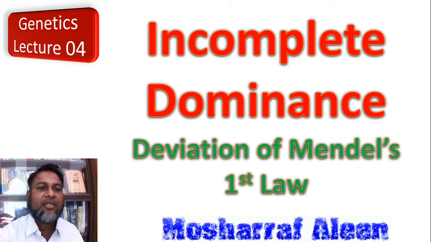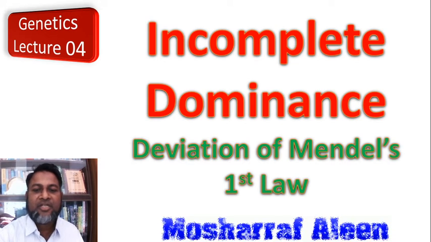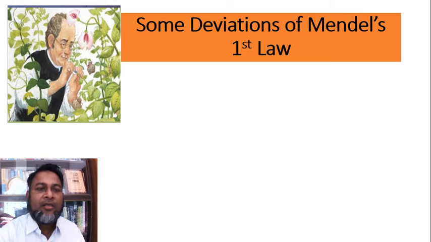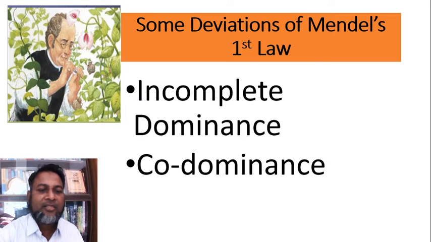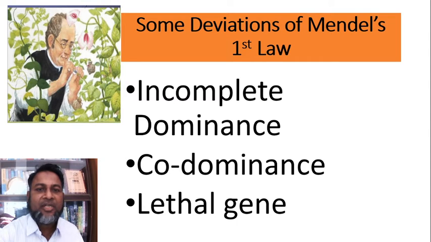Today we discuss incomplete dominance, a deviation of Mendel's first law. I think this class will be very helpful for us. At first we discuss some deviations of Mendel's first law. Today we discuss incomplete dominance. In the next class we will discuss codominance, and another deviation is the lethal gene.